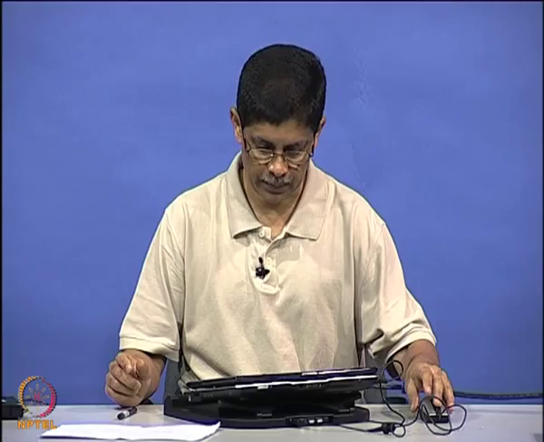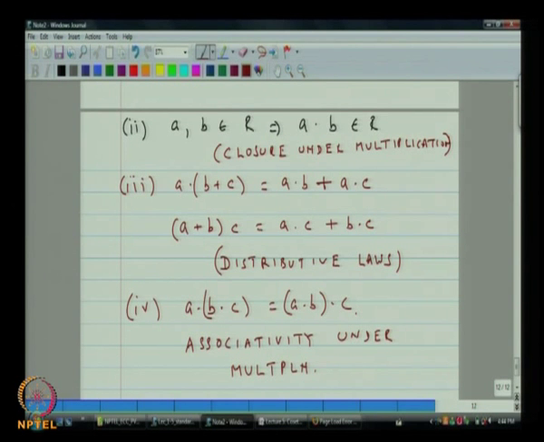The third property is the distributive law. The distributive law is interesting for 2 reasons. First of all, it's interesting because it's an axiom that relates to both addition and multiplication. Okay, that's one reason why it's a little bit different from the others.